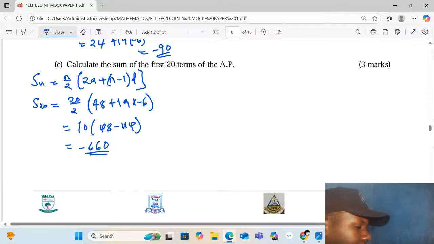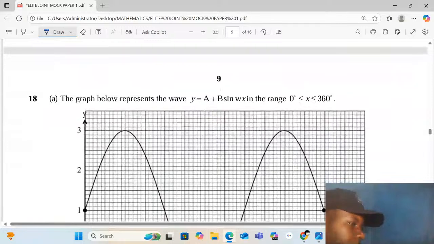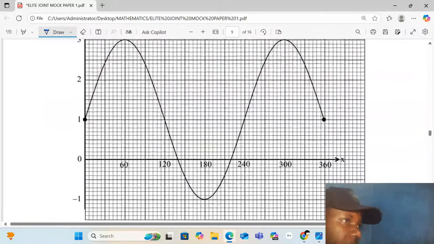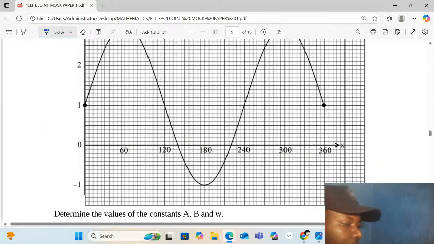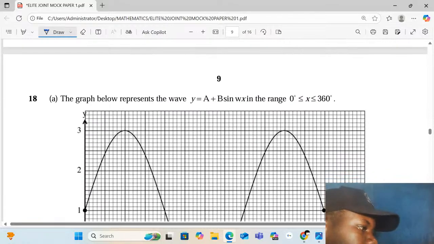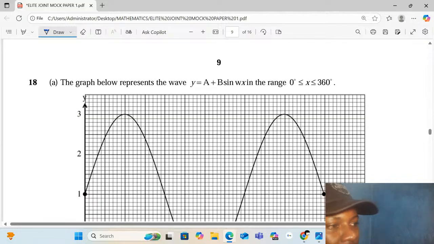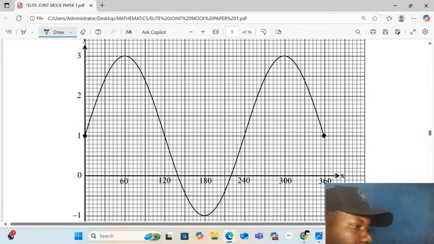We can move to question number 18. It's a graph, as you can see. It says the graph below represents the wave y = a + b sin x in the range of 0 degrees less than or equal to x, which is less than or equal to 360. That is the graph, as you can see.